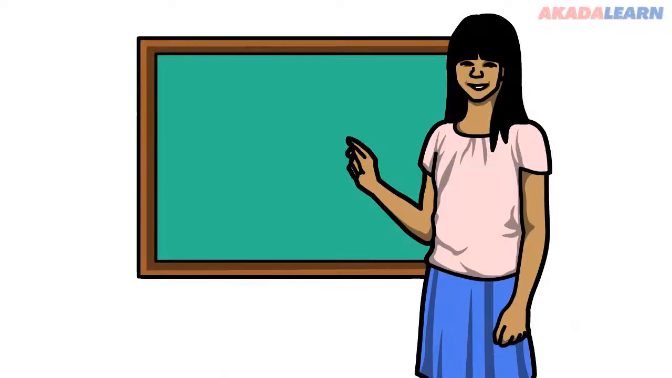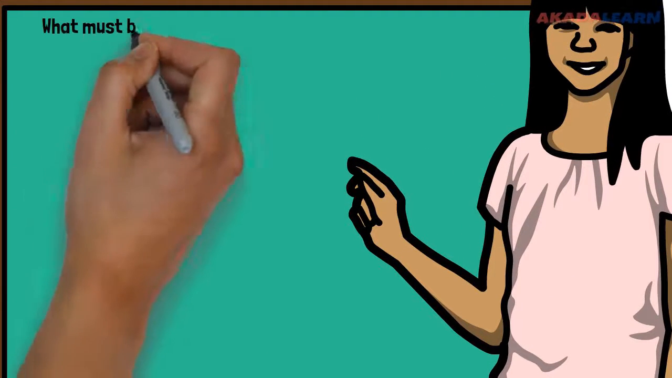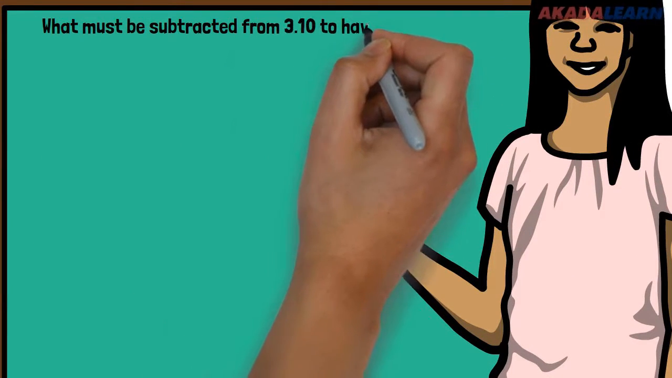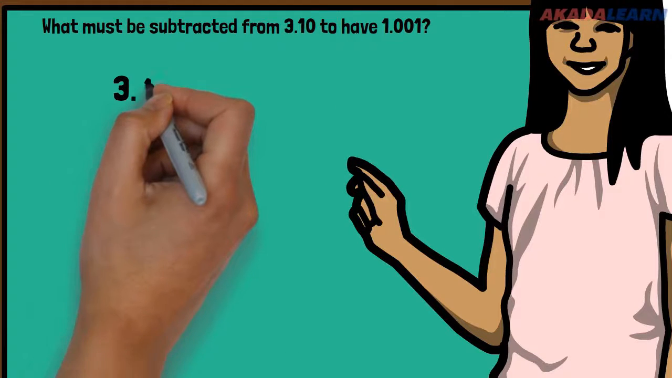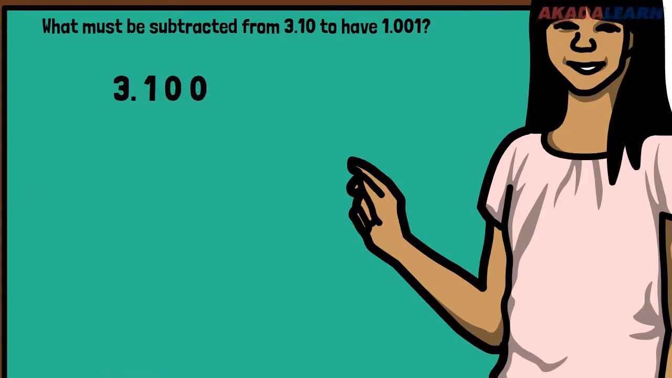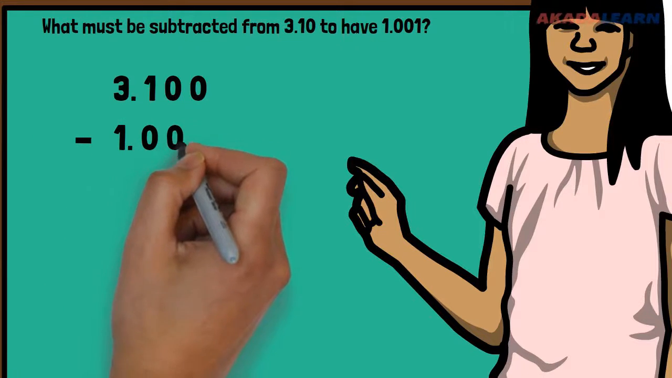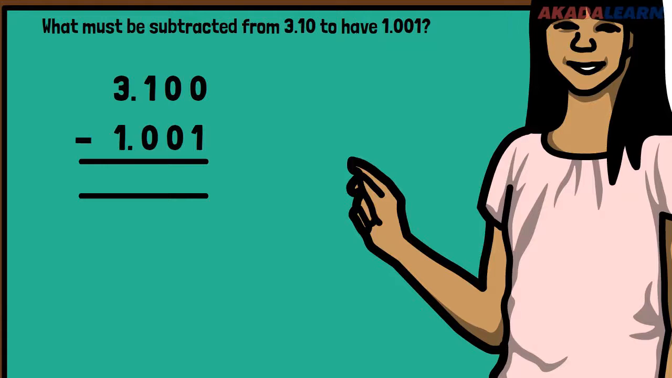Alright, so let's go to the next question, and that is, what must be subtracted from 3.10 to have 1.001? So let's write that 3.100 minus 1.001. So let's subtract. When you're subtracting, 0 cannot subtract 1, so you borrow 1 from the next digit, it becomes 0, and then that becomes 10. Borrow 1 from that, it becomes 9, and then that becomes 10. So 10 minus 1, that's 9. 9 minus 0, 9. 0 minus 0, 0. 3 minus 1, that is 2. So 2.099, that's your final answer.